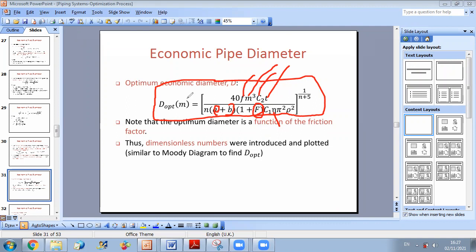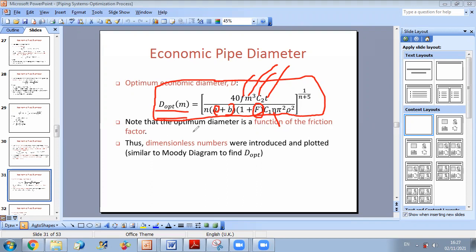Okay, I will use them to get the value of the optimal diameter. So we can note that the optimum diameter is a function of the friction factor. In addition, it's a function of several variables such as the mass flow rate, the efficiency of the pump, the maintenance fraction, etc.